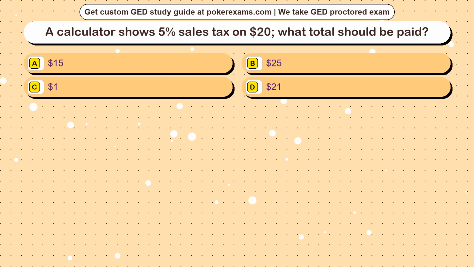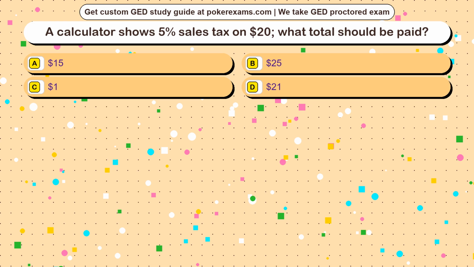Question 15. A calculator shows 5% sales tax on $20. What total should be paid? Option A, $15. Option B, $25. Option C, $1. Option D, $21.